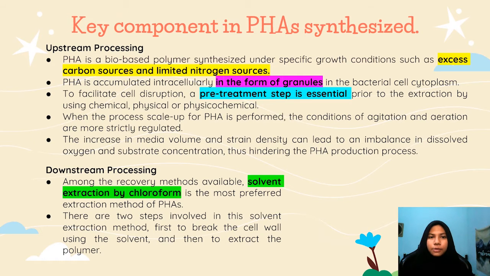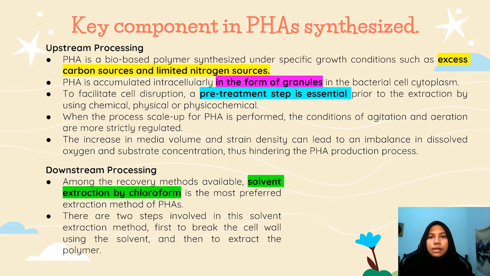Now, let's take a look at the key components in PHA synthesis. For the upstream processing, the PHA can be synthesized under specific growth conditions such as excess carbon sources and limited nitrogen sources. The PHA is accumulated intracellularly in the form of granules in the bacterial cell cytoplasm. To facilitate cell destruction, a pre-treatment step is essential prior to the extraction by using chemical, physical, or physicochemical methods.